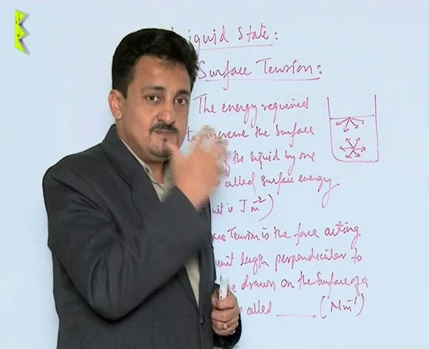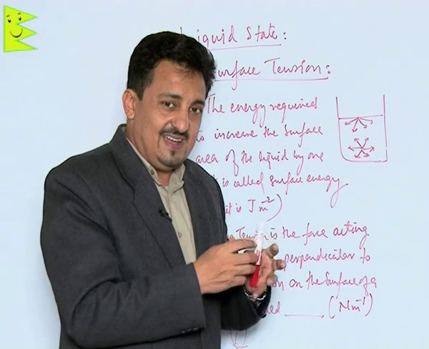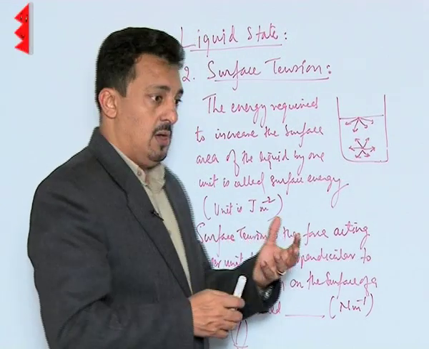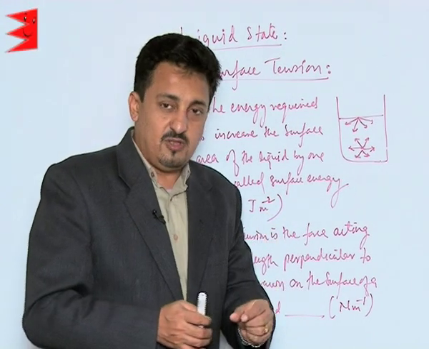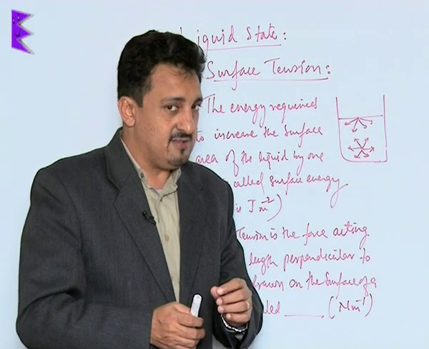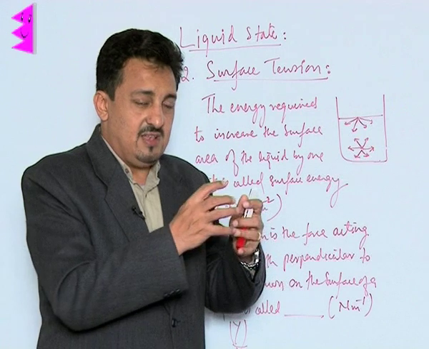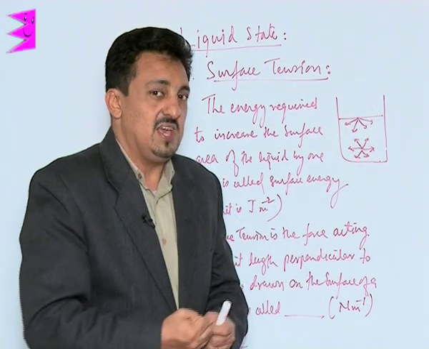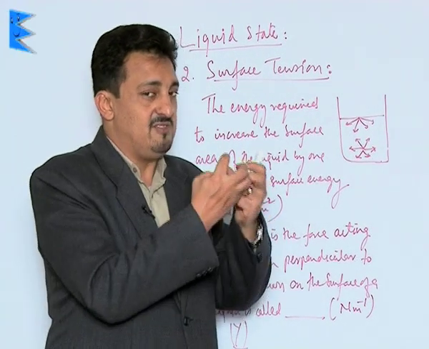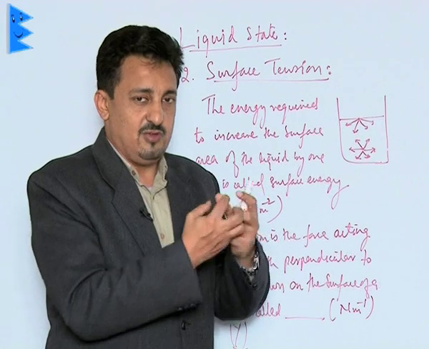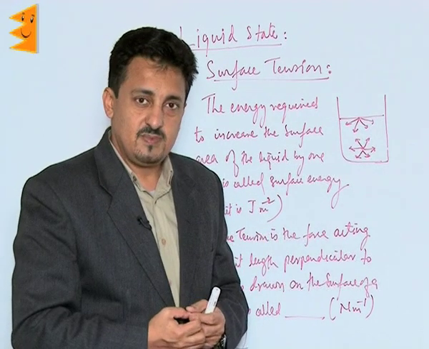And that is why whenever we see liquids like mercury, whenever you put a small amount of mercury, immediately it takes the shape of a bead, because it is trying to attain minimum surface area, because its molecules are experiencing stronger intermolecular forces of attraction from the bulk.